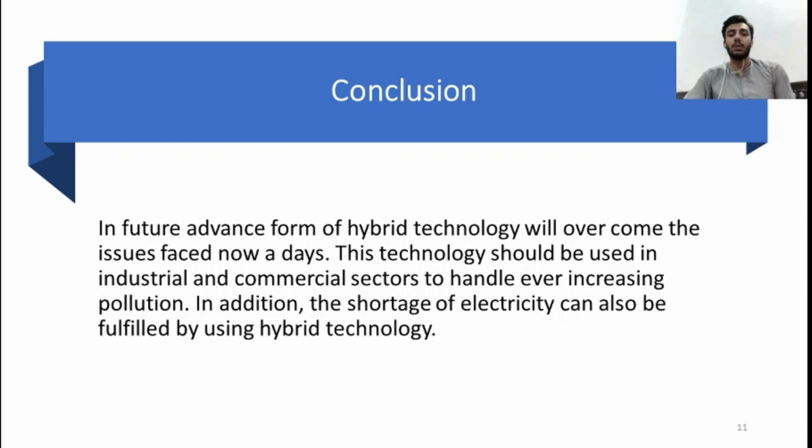In the end, we conclude that hybrid technology should not only be bound to the vehicles. This technology should be introduced in industrial and commercial sectors to handle the ever increasing pollution and the shortage of electricity. The shortage of electricity can be overcome by using the hybrid technology. Moreover, in Pakistan, recently the bus rapid transit project was launched, in which solar electric buses are used for covering long distances with low ticket pricing. And in future, the advanced form of this technology will overcome the issues faced nowadays.